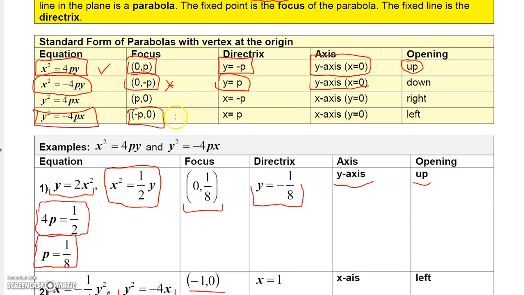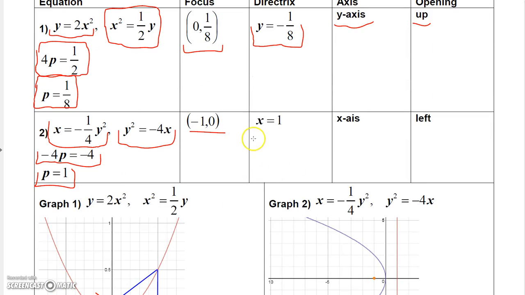-1, 0, and then x equals p would be the directrix. So x equals p would be x equals 1, and the x-axis is the axis of symmetry, and since this is the y squared version and the constant is negative, it's got to open to the left of the parabola.